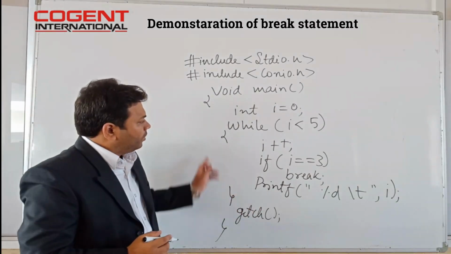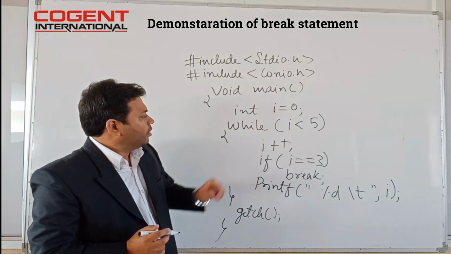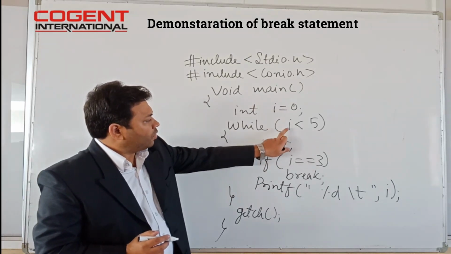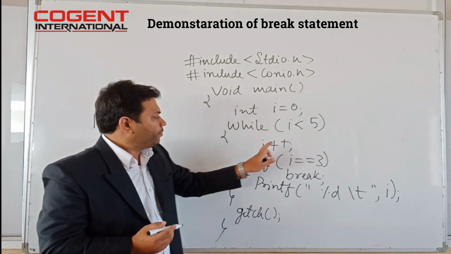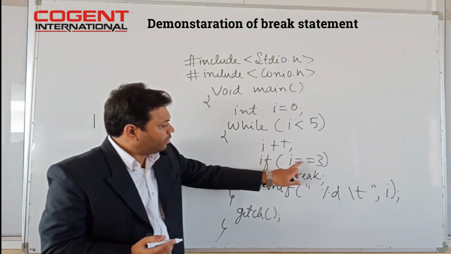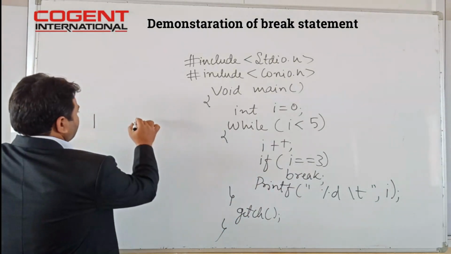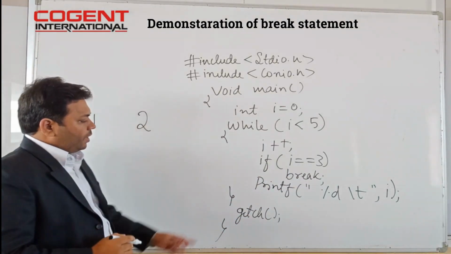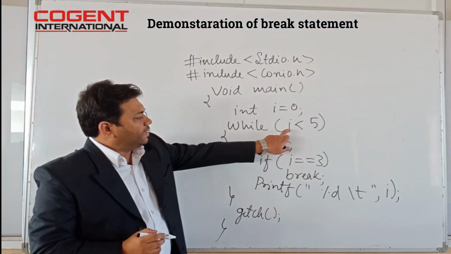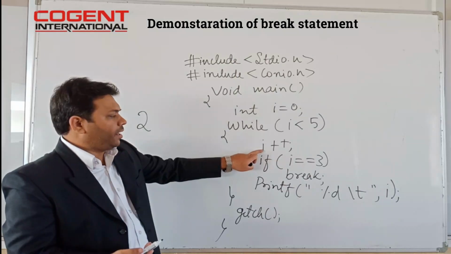Then continue the execution of the while loop. The I value is 1. 1 is less than 5? Yes, true. Then increment the value of I, that becomes 2. 2 is equal to 3? The condition is false. Then print the I value, that is 2. Next, 2 is less than 5? Yes. Increment the value of I, so it has become 3.